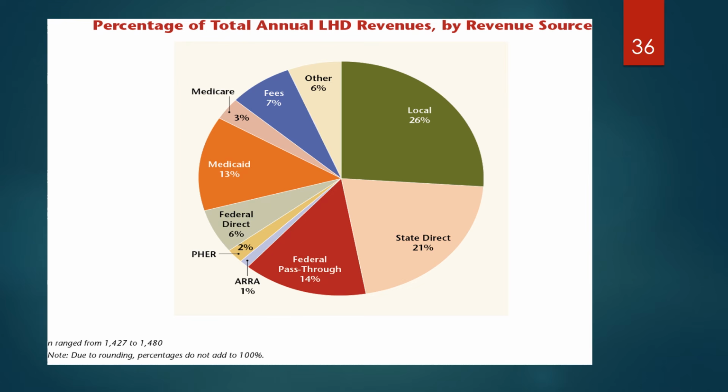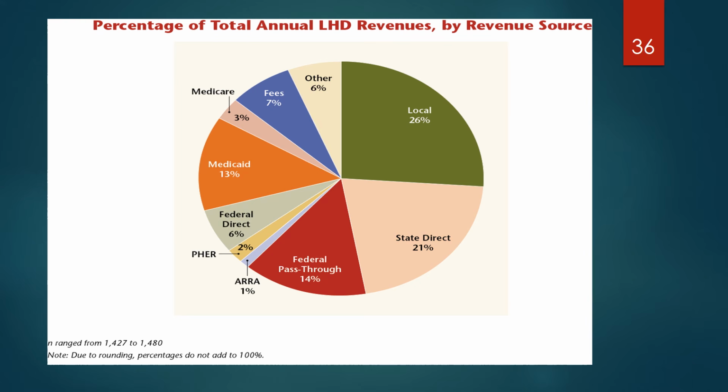This slide shows the general funding sources for local public health aggregated nationally. 26% of local public health funding comes from local sources, followed by 21% from the state. State and local funding therefore provides 47% of local public health budgets, with 53% coming from other sources, including 14% federal pass-through dollars administered by the state, 7% from fees, and 13% from the Medicaid program. This 13% would only apply to the states that administer the Medicaid program.